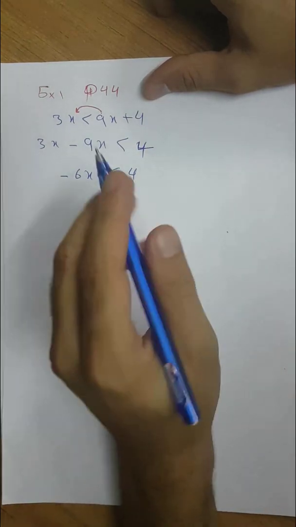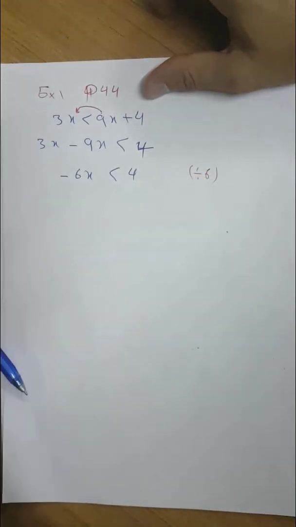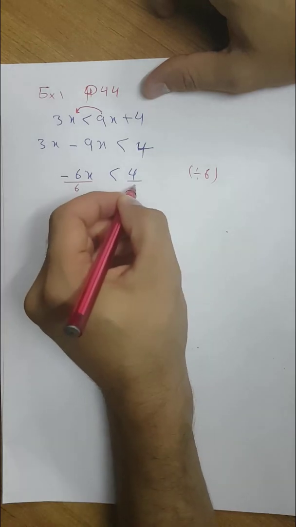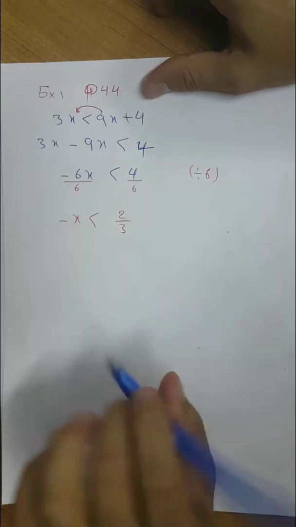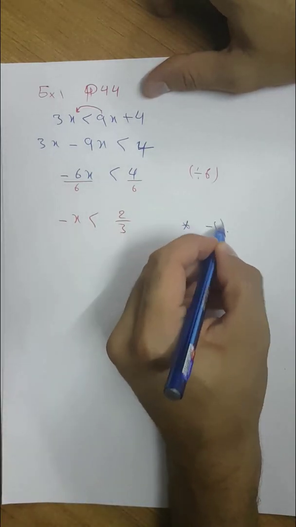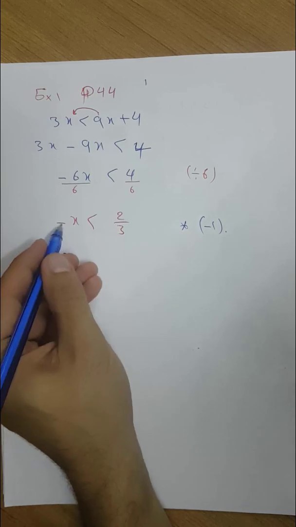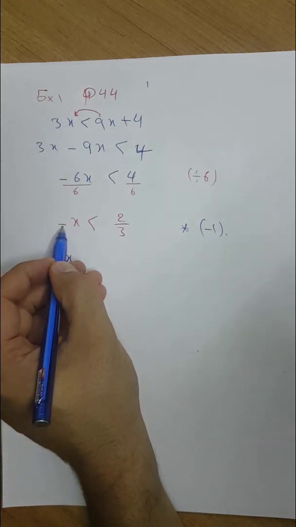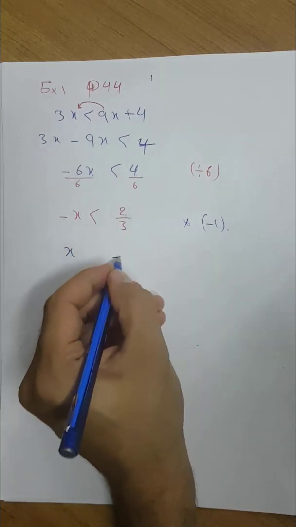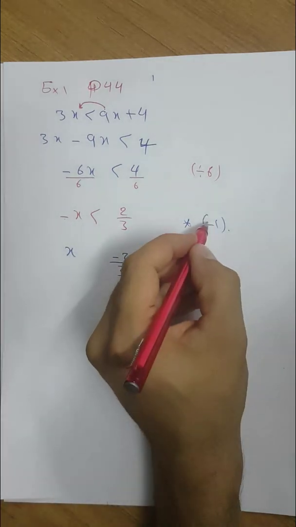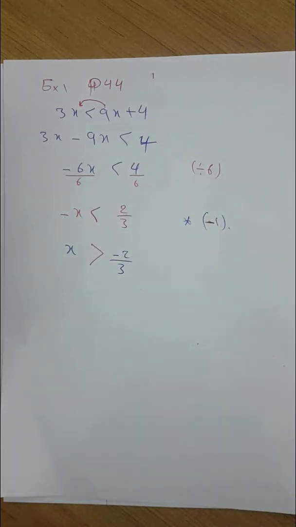But I will also divide by 6. Okay, for you, we will divide by 6. I will get what? Divide by 6. You get minus x less than 2 over 3. Now it's time to multiply by minus 1. You can do it. If I multiply minus 1 to the left side, I will get x. If I multiply minus 1 to the right side, I will get minus 2 over 3. But do not forget, if you multiply by minus 1, the sign will reverse.